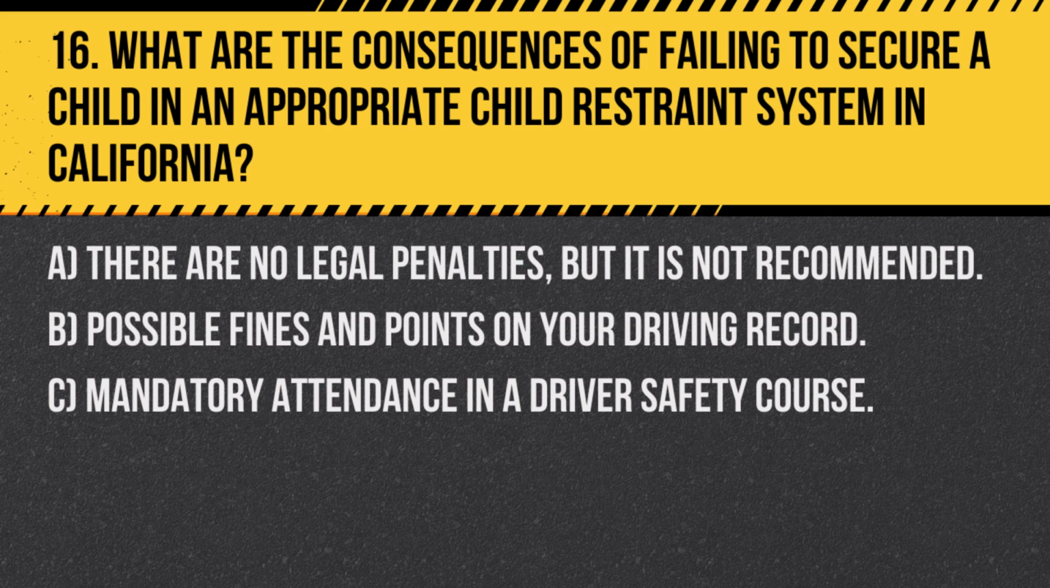Question 16. What are the consequences of failing to secure a child in an appropriate child restraint system in California? A. There are no legal penalties, but it is not recommended. B. Possible fines and points on your driving record. C. Mandatory attendance in a driver safety course. Answer B. Possible fines and points on your driving record. Ensuring children are properly secured is a legal requirement.